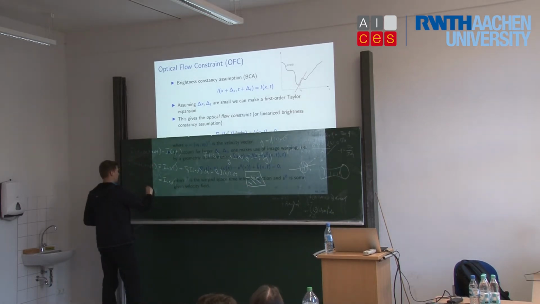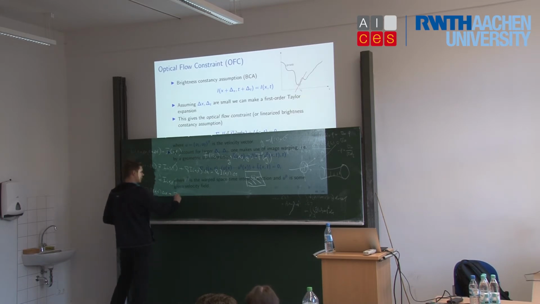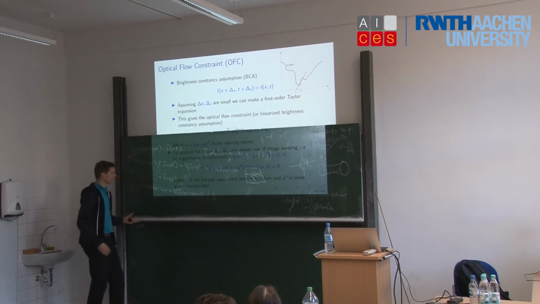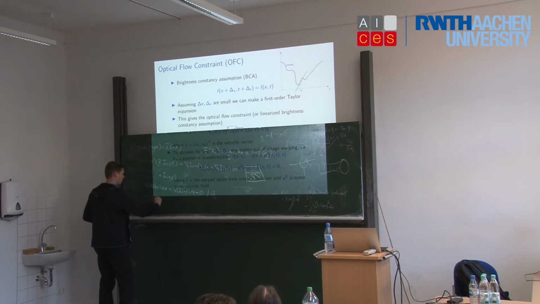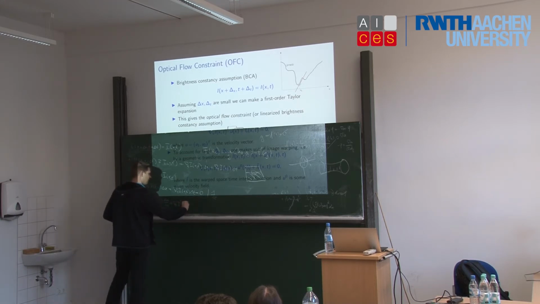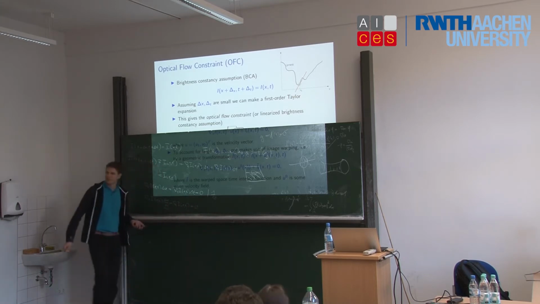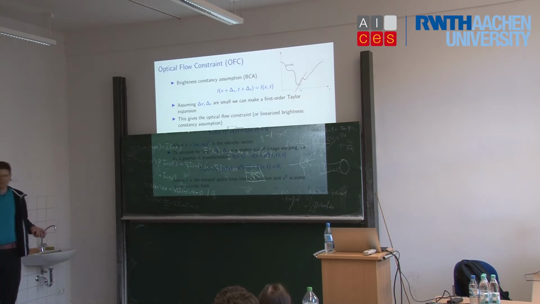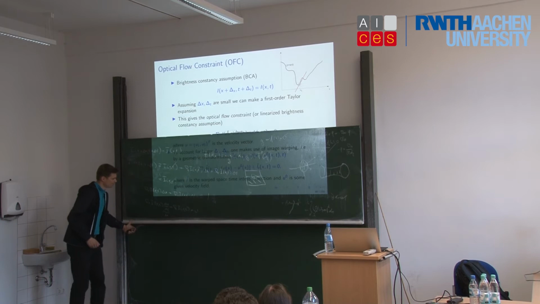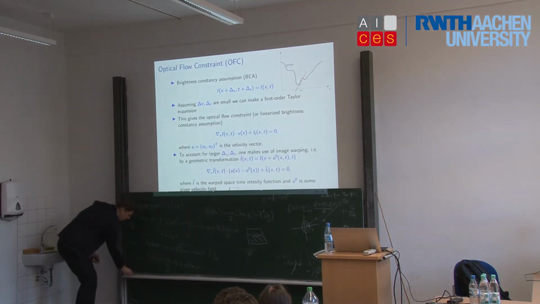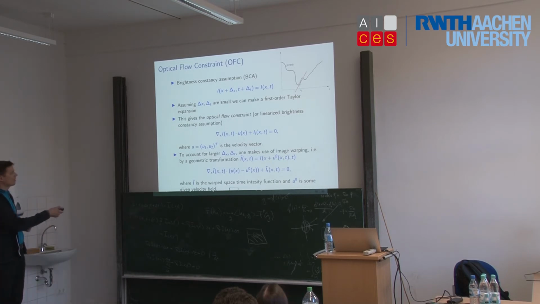Then we get that nabla x I of x and t delta x plus nabla t I of x and t delta t equals 0. Then you divide by delta t, and we get nabla x I of x and t times delta x over delta t plus nabla t I of x and t equals 0. And delta x over delta t is what? The velocity. And this velocity is called u. And this is the so-called optical flow constraint, which I've just derived. So the spatial gradient times velocity plus time derivative should vanish.